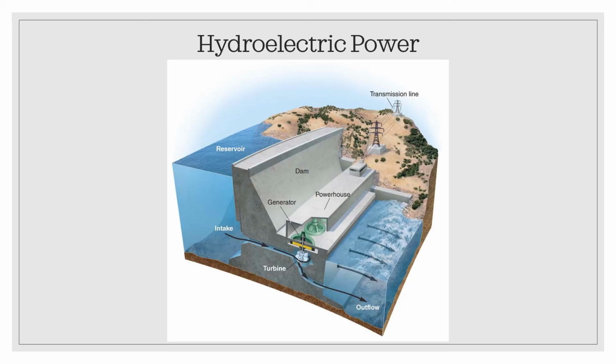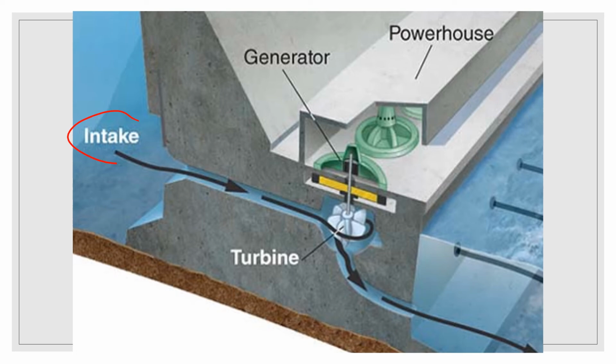Now diving into renewable energy generation. Let's look at hydroelectric power. It all starts with the intake. That water goes through and then it goes around and around to turn the turbine and it flows out. This turning of the turbine turns the generator, and then that generator creates electricity.